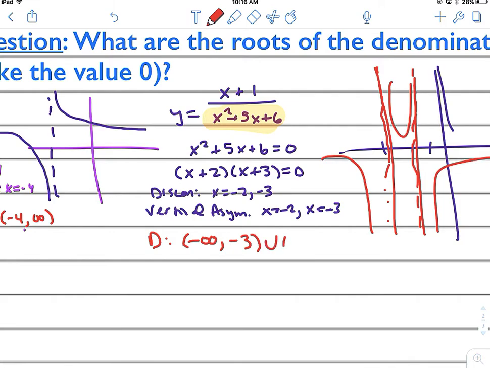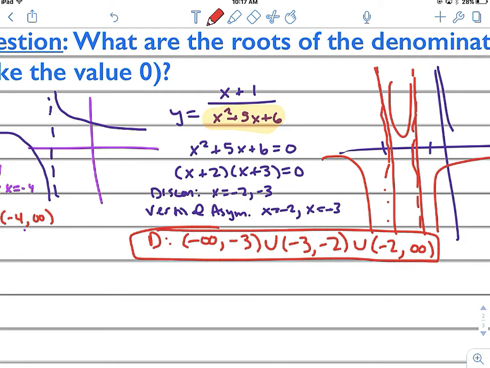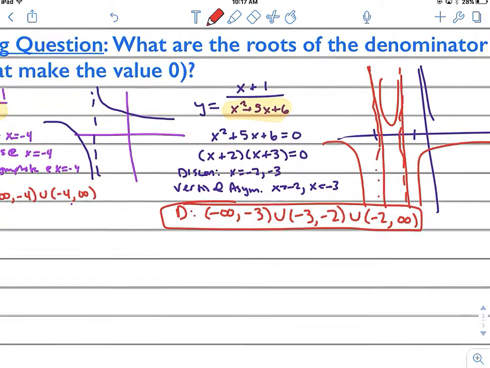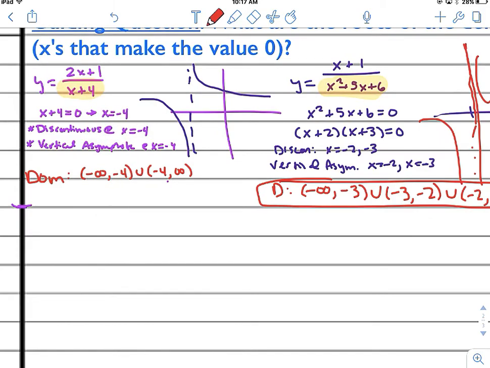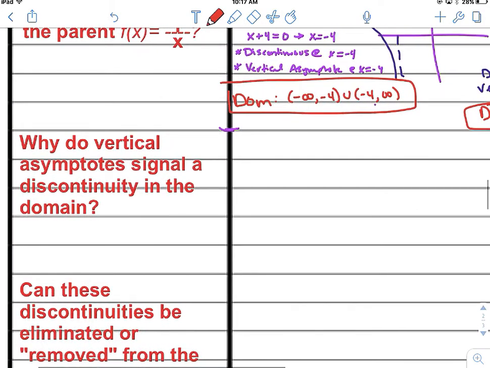Start again at -3, go all the way to -2, round bracket, and then start again at -2 and go to infinity. And so once we have our function analyzed, we don't even really need our graph to know where our domain violations are, so we can go ahead and write our domain absolutely quickly.